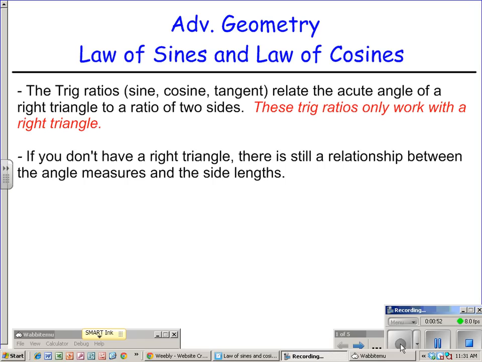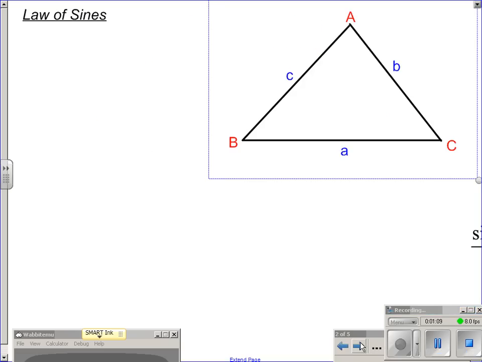If you don't have a right triangle, there's still a relationship between angle measurements and side lengths. It's just a different relationship. You cannot use sine, cosine, and tangent like you did with a right triangle if you don't have one. So there are two laws: law of sines and law of cosines. The first one we'll talk about is law of sines, and that'll be the first video. I'll do a second video for law of cosines.